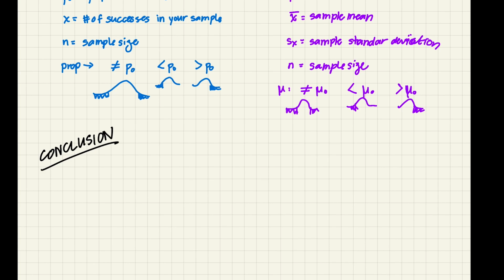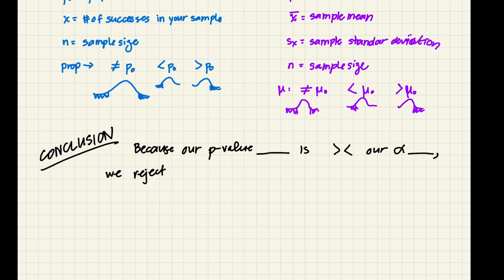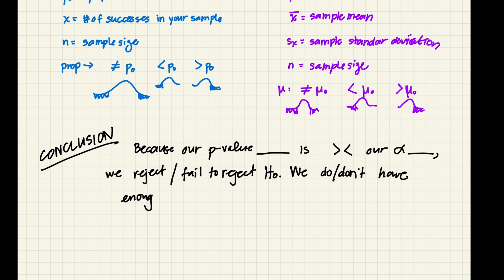All right, and so basically your conclusion is going to say something like, because our p-value of, you insert your p-value, is greater than or less than, okay, so make sure you use your words, greater than or less than our alpha level of, okay, we will reject or fail to reject our null hypothesis. Okay, we do or do not have enough convincing evidence that our alternative hypothesis, and then you write something about the context of it.